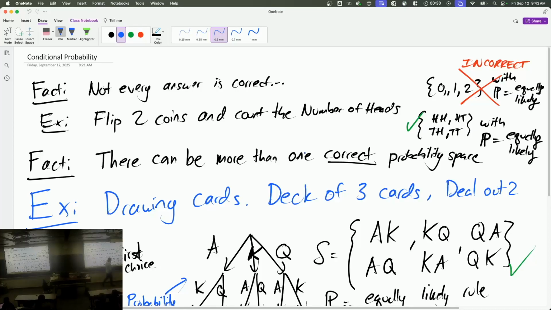Yes, this is a great point. For example, if somebody communicated to us the results in terms of how many heads we got, but they never told us what order we got, how could I have a probability space? Yes, this is a very good observation.